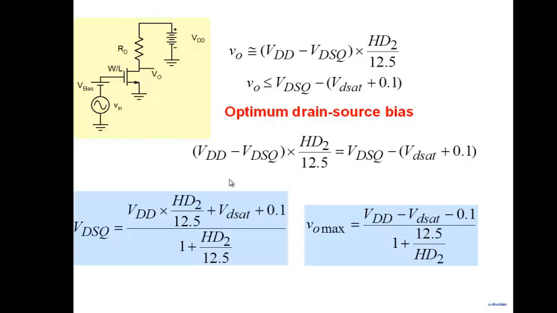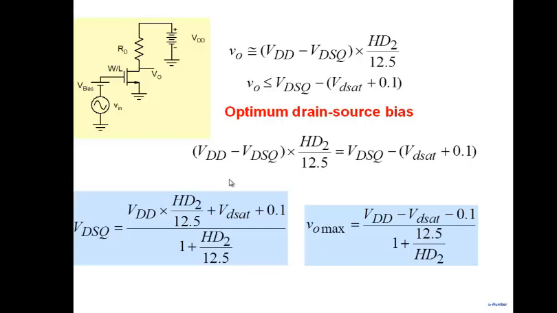So these are generalized expressions compared to the simple one that you have. If you want the simple one, all you need to do is put HD2 equal to 12.5. If you put HD2 equal to 12.5, it becomes 2 and then you go back to your earlier simplified expressions. As I said, for most applications, HD2 will have to be considerably less. So that's the optimum bias point. This is where you bias it.